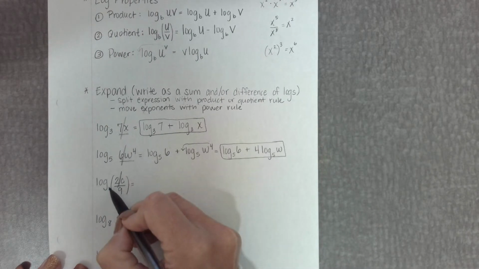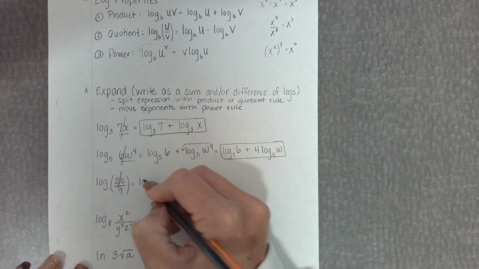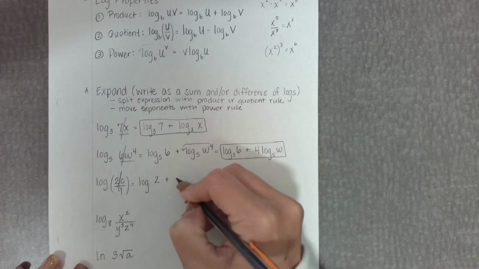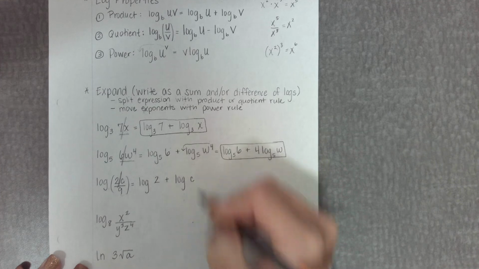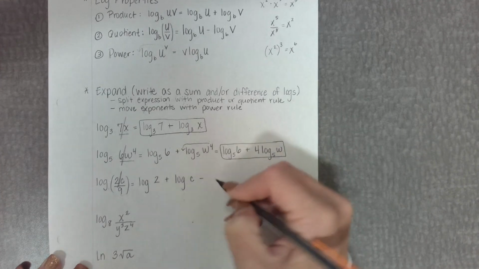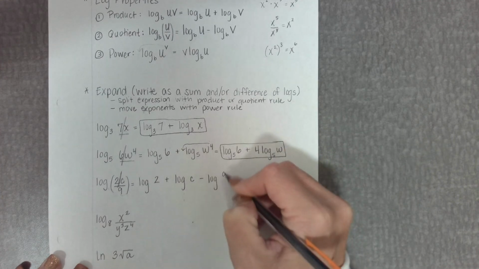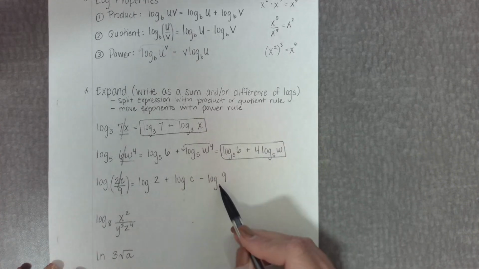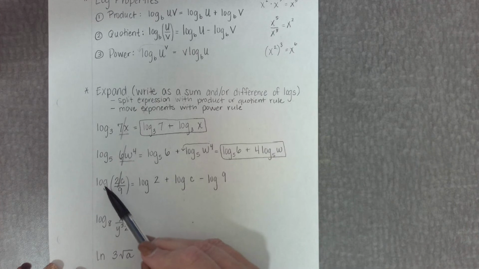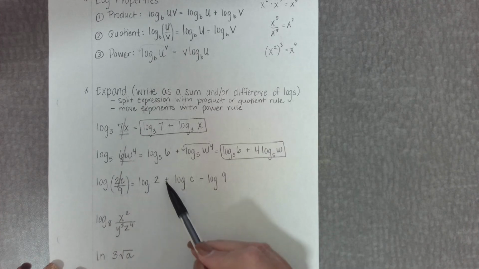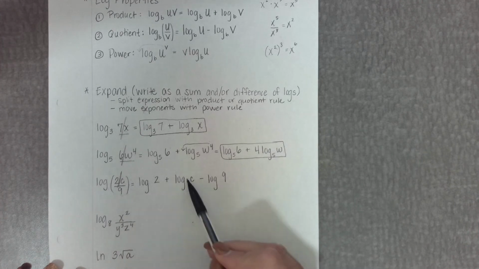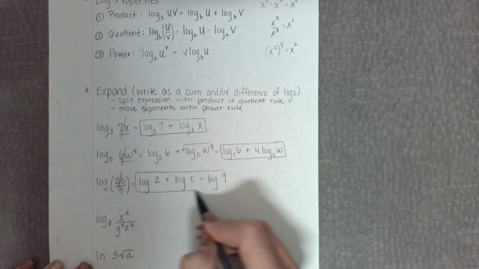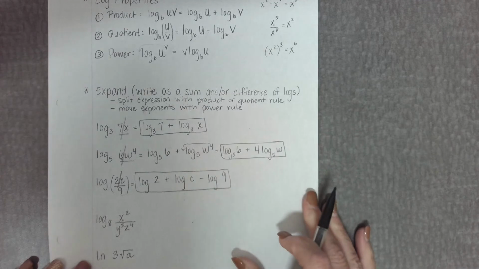And since it's a base 10, that's understood. We don't have to write it. So it would be log of 2 plus log of c minus log of 9. If it's hard to do all that in one step, you could do it in 2 steps. You could do log of 2 plus log of c in one step, split that, and then add on the minus log of 9 at the end in a separate step.